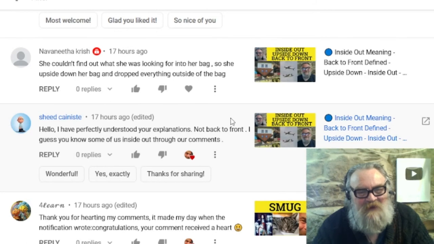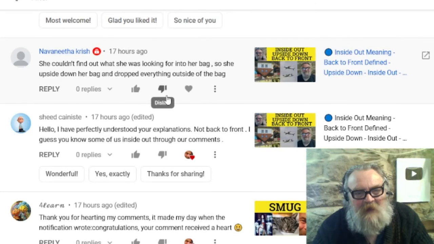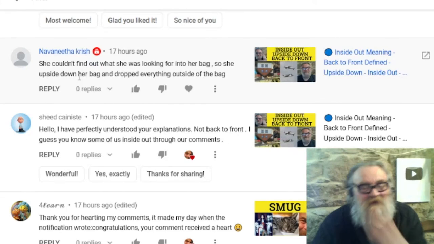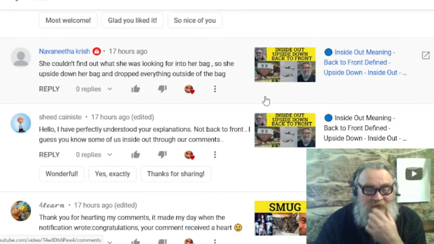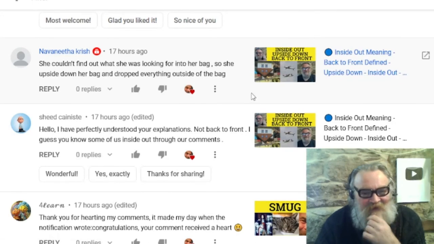And Navanitha, hi Navanitha, she couldn't find out what she was looking for in her bag. She couldn't find. Normally you find out information, whereas you find something that's lost. She couldn't find what she was looking for in her bag, so she upside down her bag. I would say she turned her bag upside down, although I think you could probably use this as a verb, but that's very non-standard. Yeah, she upside downed her bag and dropped everything outside of the bag.